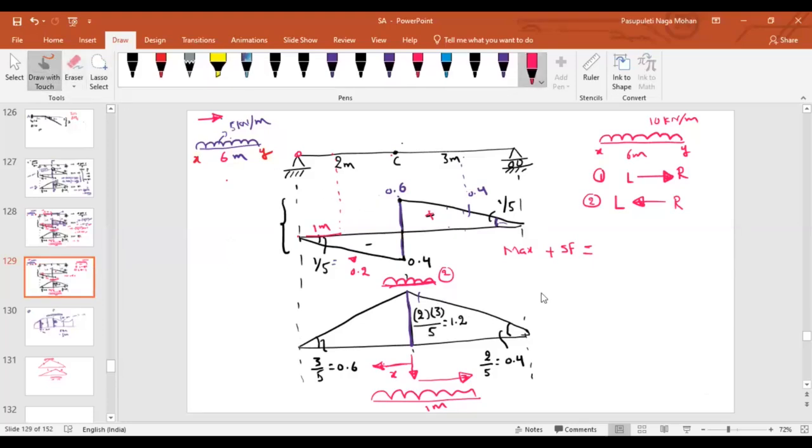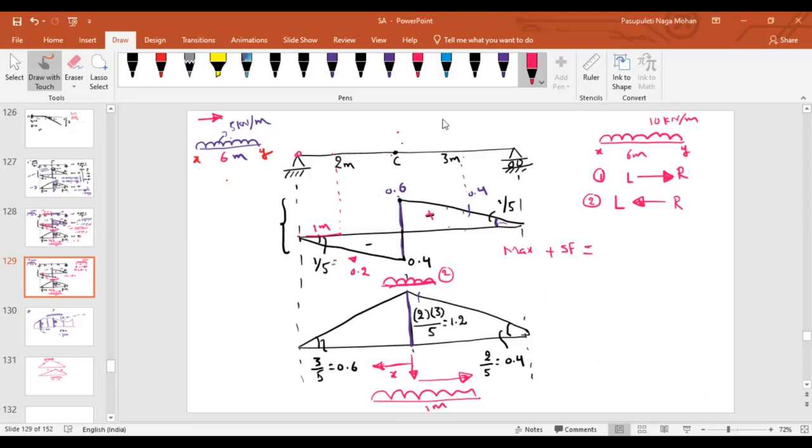If you first get a case, maximum X should be exactly at C. It should match with this X point. Tell me the location of X and Y. Yes, sir. X should be exactly at C, sir. X should be exactly at C.